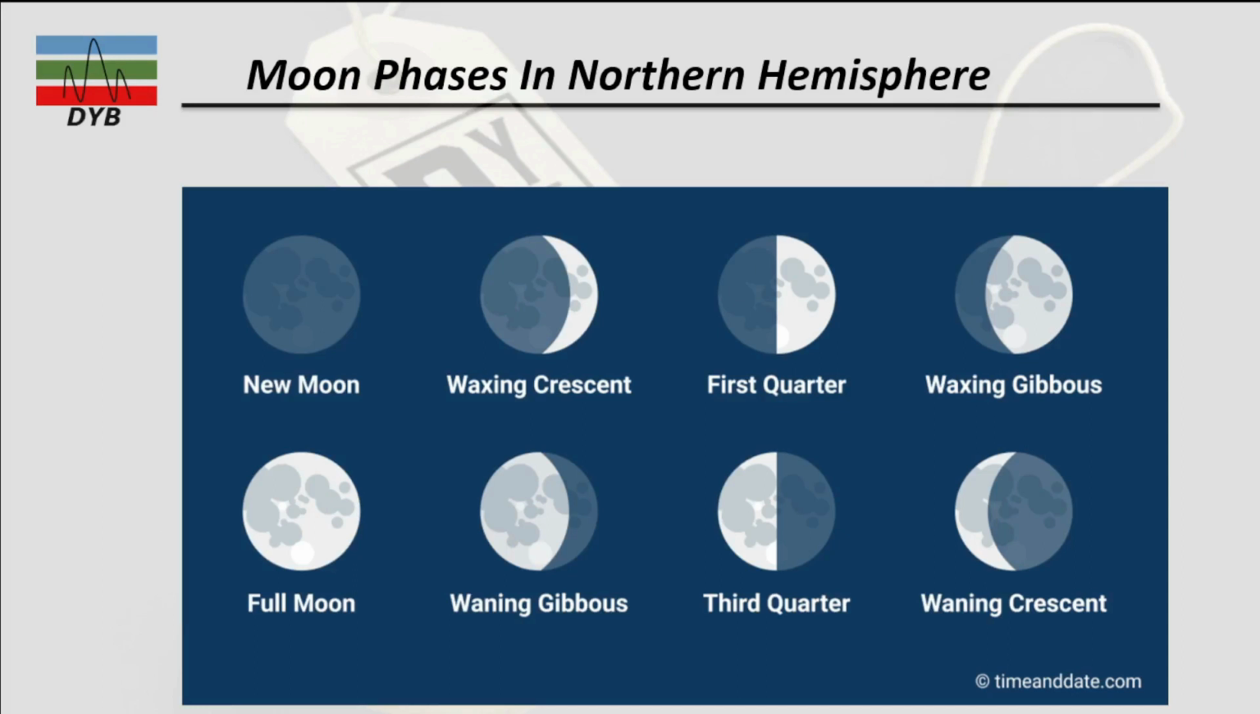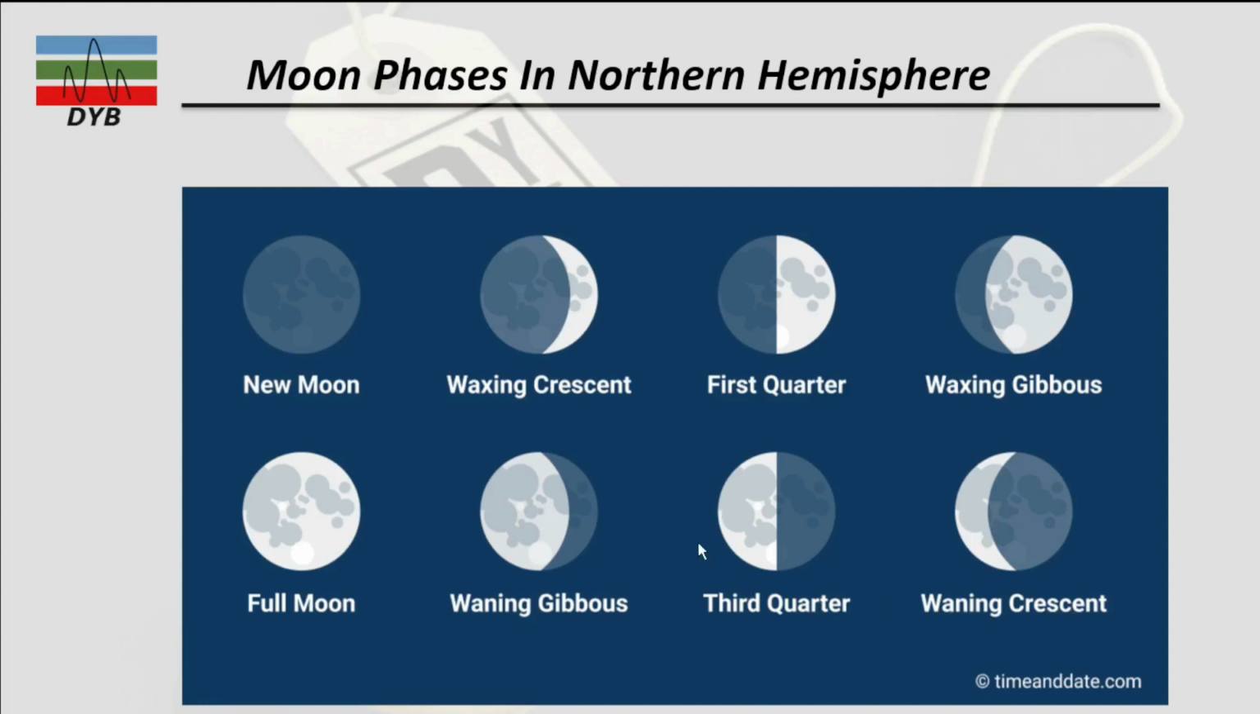They have a specific name for each phase of the moon. So when there is a new moon, then waxing crescent, and this is the first quarter, and the waxing gibbous. Then we have the full moon, waning gibbous, third quarter, and waning crescent. So this is from the northern hemisphere.